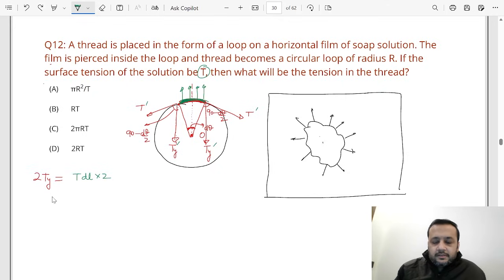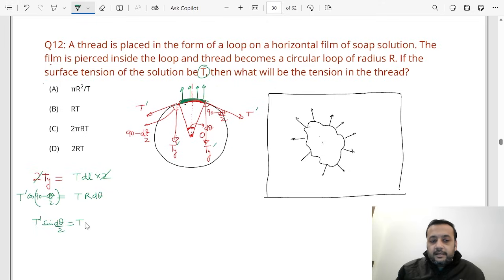Okay, now once we understand this, dl we can write as r d theta. Okay, dl is nothing but r d theta, into 2. In fact you can cancel this 2 also. So Ty will become T cos(90 minus d theta by 2), T cos(90 minus d theta by 2) minus T dash cos(90 minus d theta by 2), right? So that means this will become T dash sine d theta by 2.